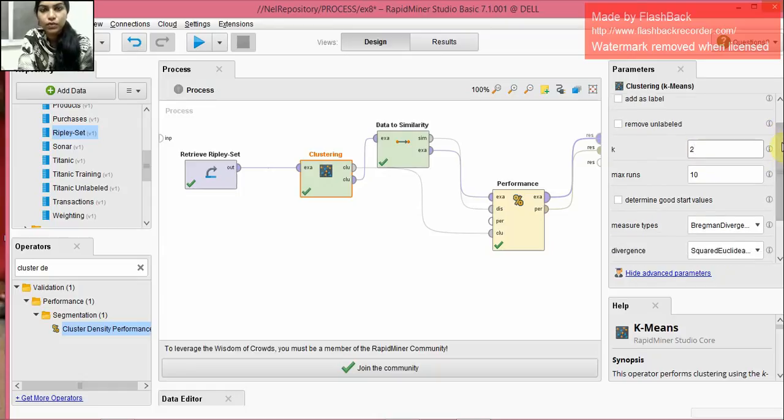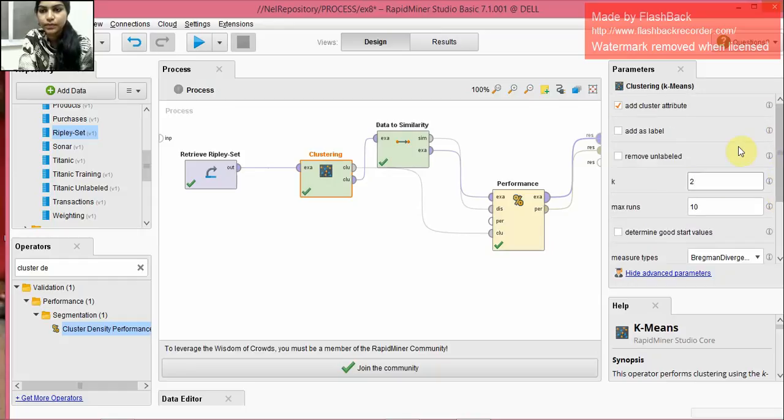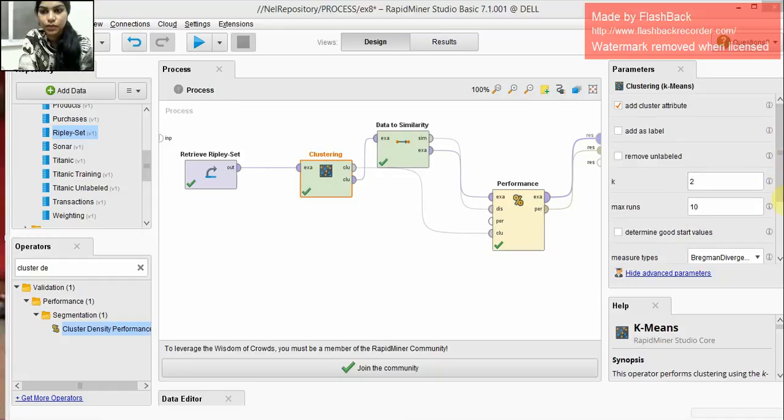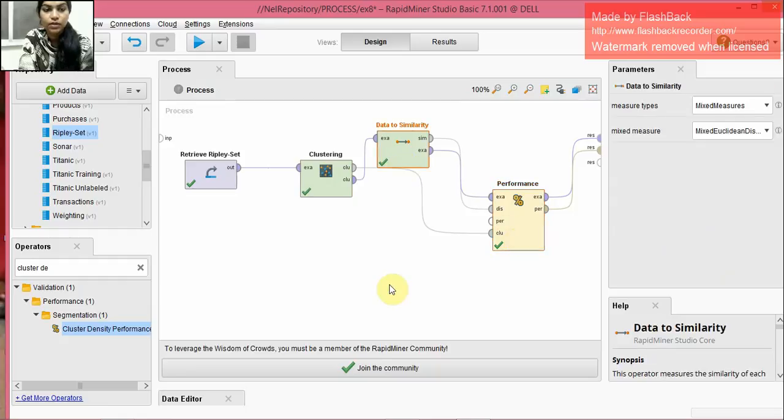Generally the k value is small integers like 2, 3, 4, 5. It may even be larger in some cases. And further moving, we have other parameters as well, measure types, etc. And so this was our 9th experiment.